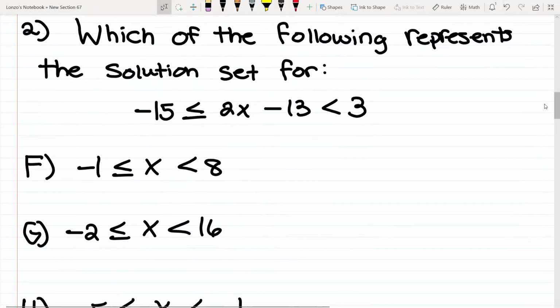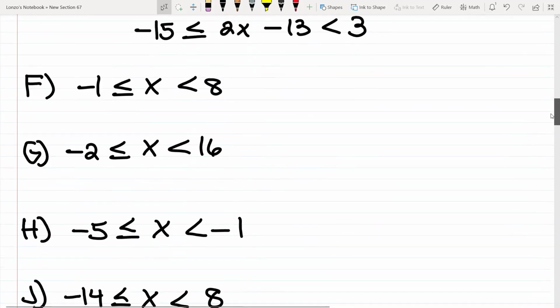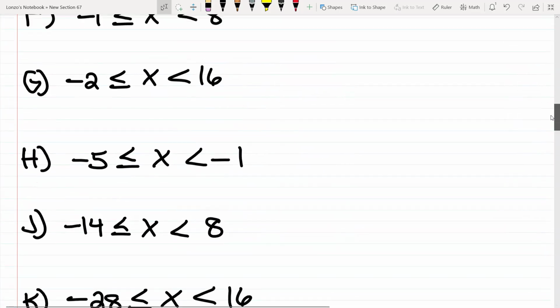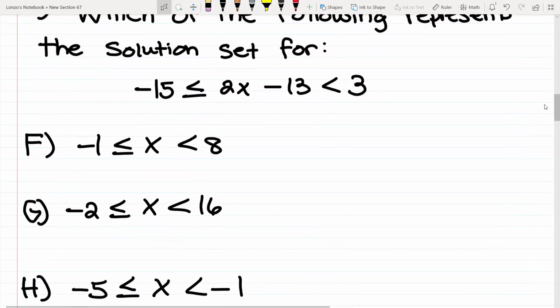Question two says, which of the following represents the solution set for negative 15 is less than or equal to 2x minus 13 is less than 3. So this is a little bit different. What you want to do is if you look at all the choices, F, G, H, J, K, look how they have the x right in the center. So that's what we're going to do. Let me rewrite the problem.